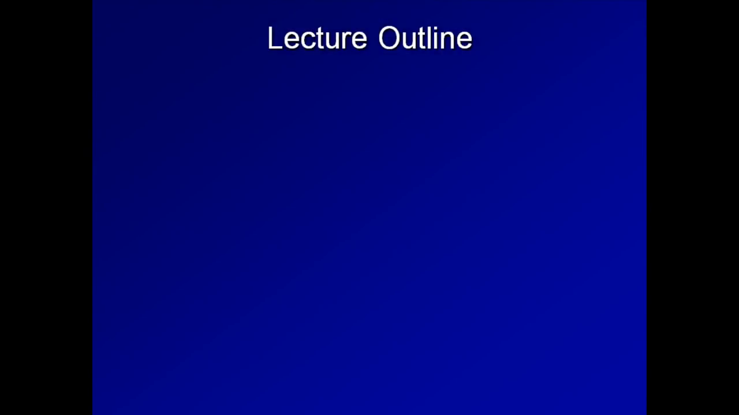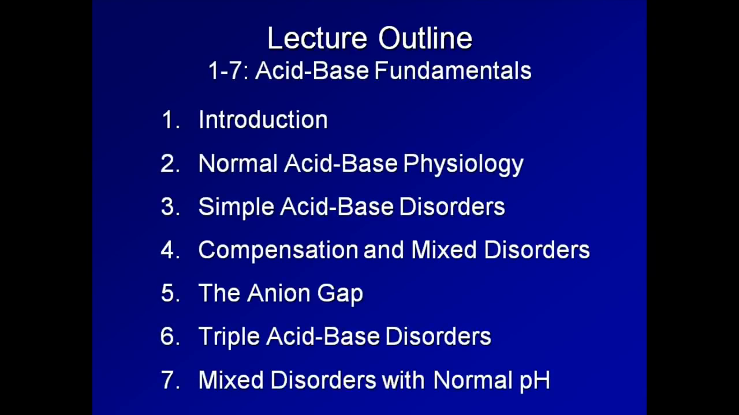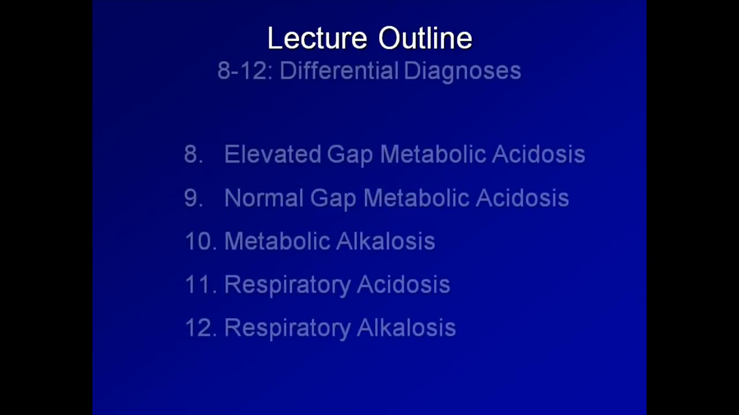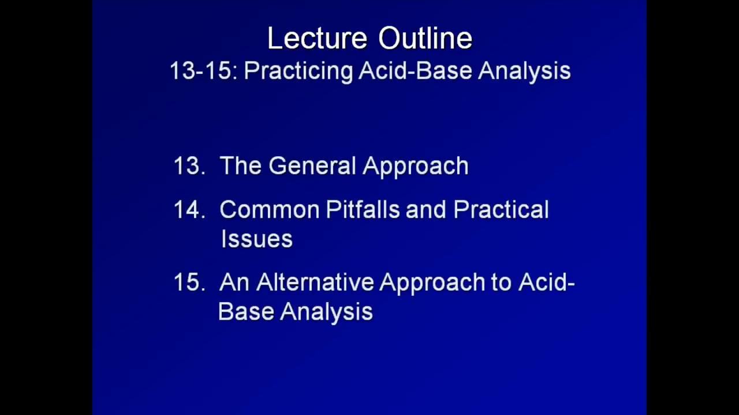Here is the lecture outline for this course. First, Lectures 1 through 7 will focus on some background acid-base physiology and the basic algorithm for identifying pathophysiologic states of acid-base imbalance. Lectures 8 through 12 will review the differential diagnosis for the 5 major categories of acid-base disorders. Lecture 13 will summarize the common general approach to acid-base analysis, while Lecture 14 will review some common pitfalls and practical issues not addressed by the general approach. Lecture 15 will present an alternative approach to the common algorithm, one based on the Stewart model.